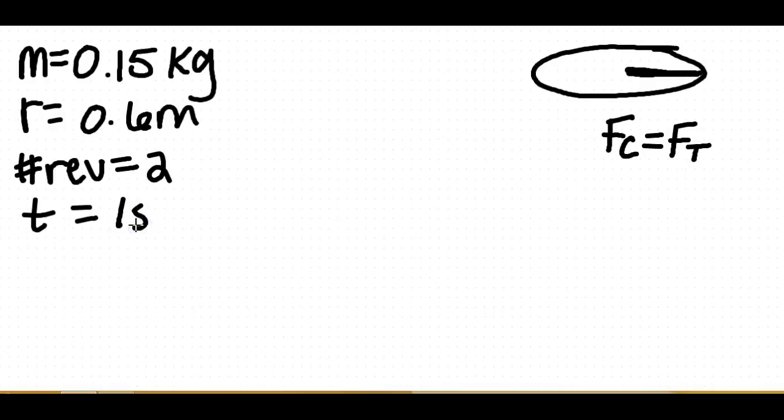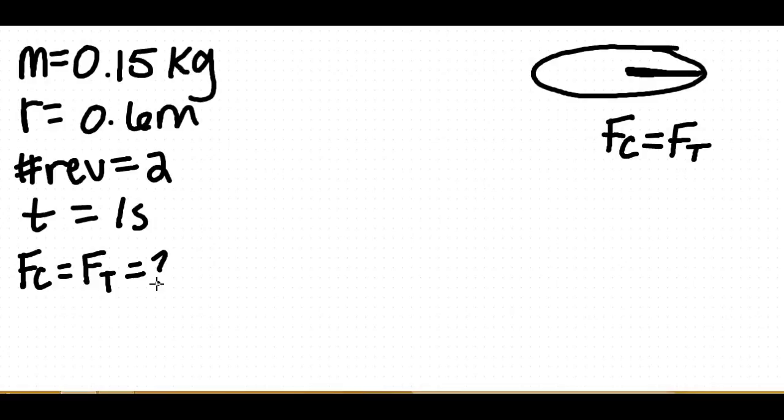There's a couple things we have to figure out. We want to figure out what the force needed is, and that's going to be the centripetal, but it's also going to be equal to the tension. So we want to find what that is. And because it's horizontal circular motion, we don't have anything except for the centripetal force acting on the problem. So what we have to do first is try and figure out the velocity.